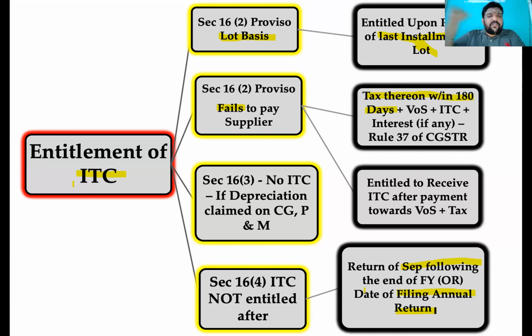September's return filing due date, or filing of annual return for the financial year 19-20. Generally, the annual return comes in the next year, December 20. Due date for annual return is December 20. Either the September return filing due date or filing of annual return, of these two, whichever is earlier.